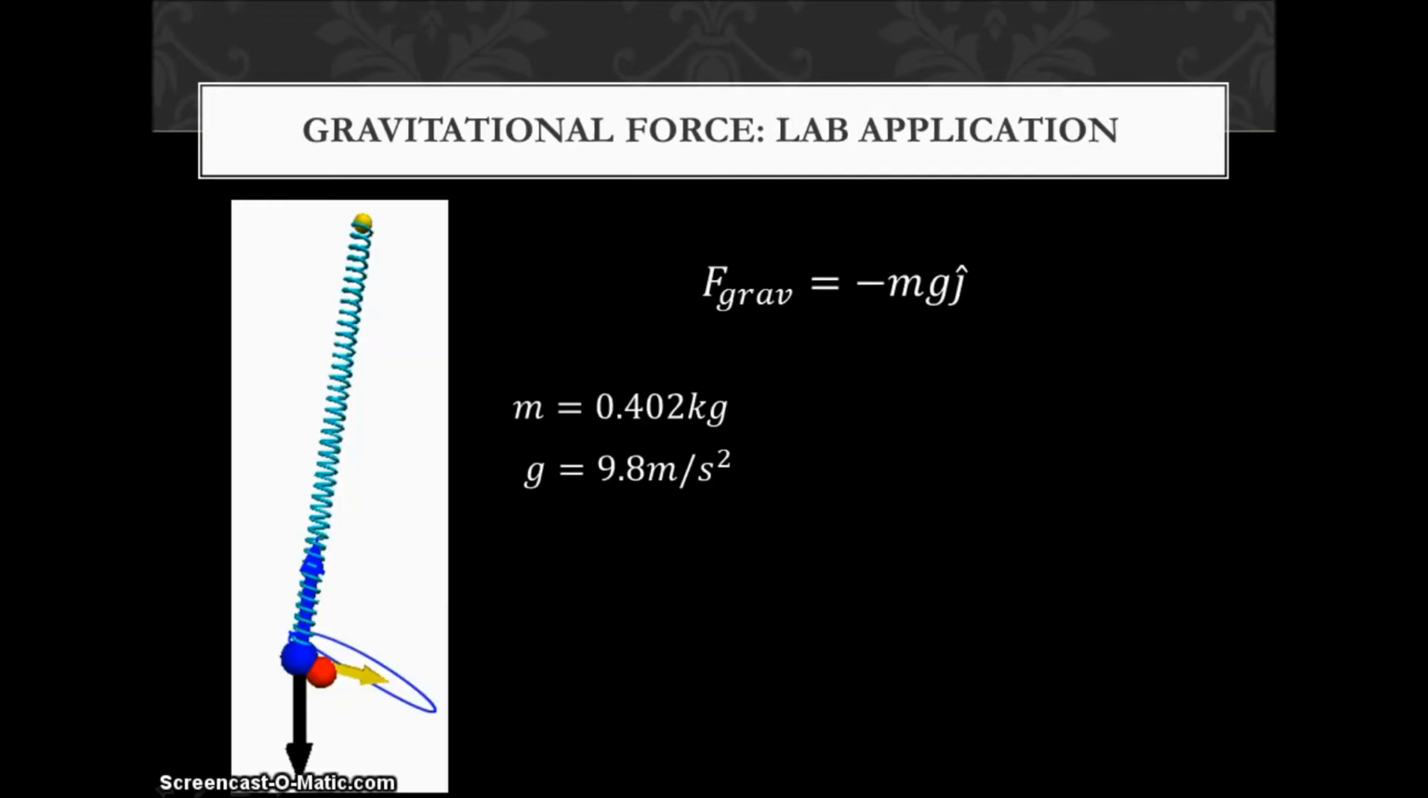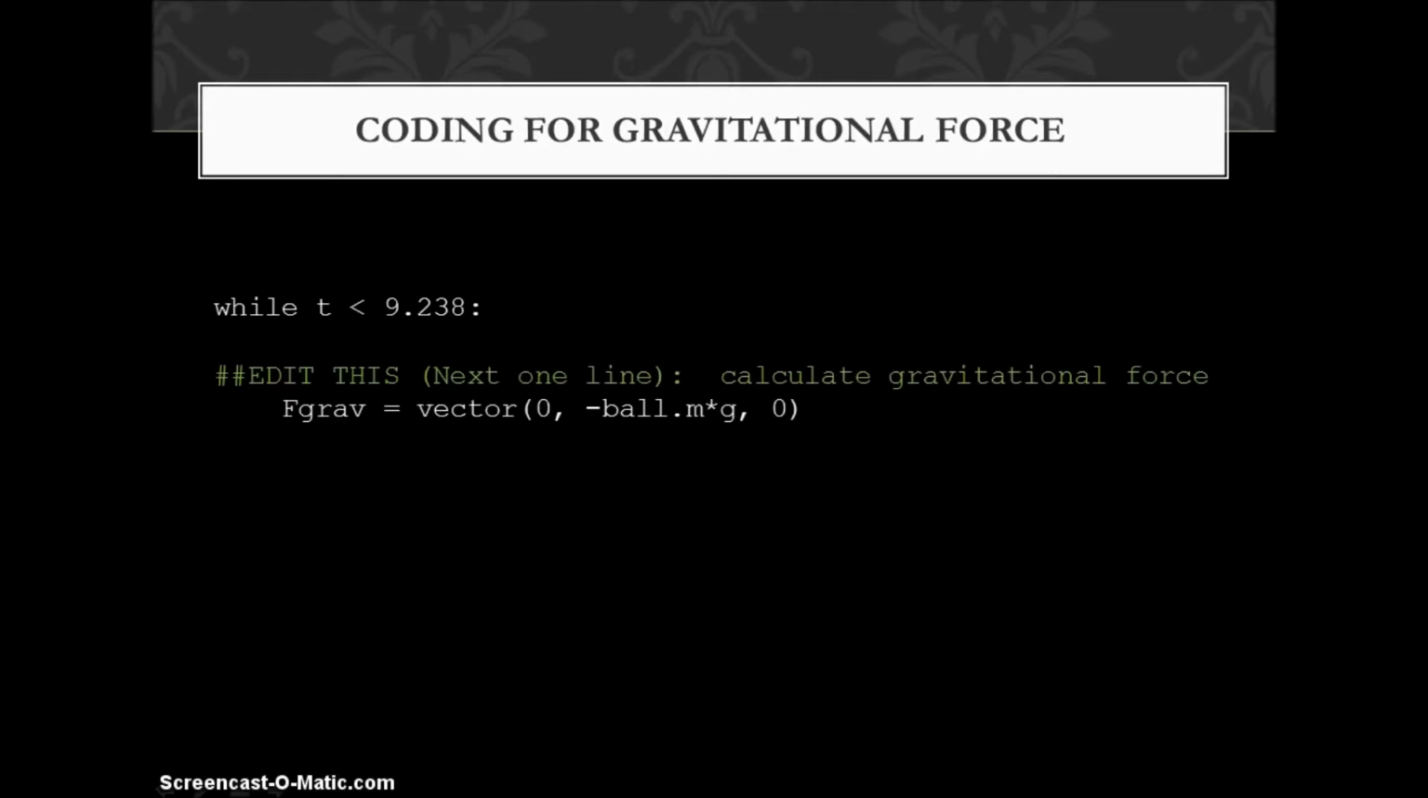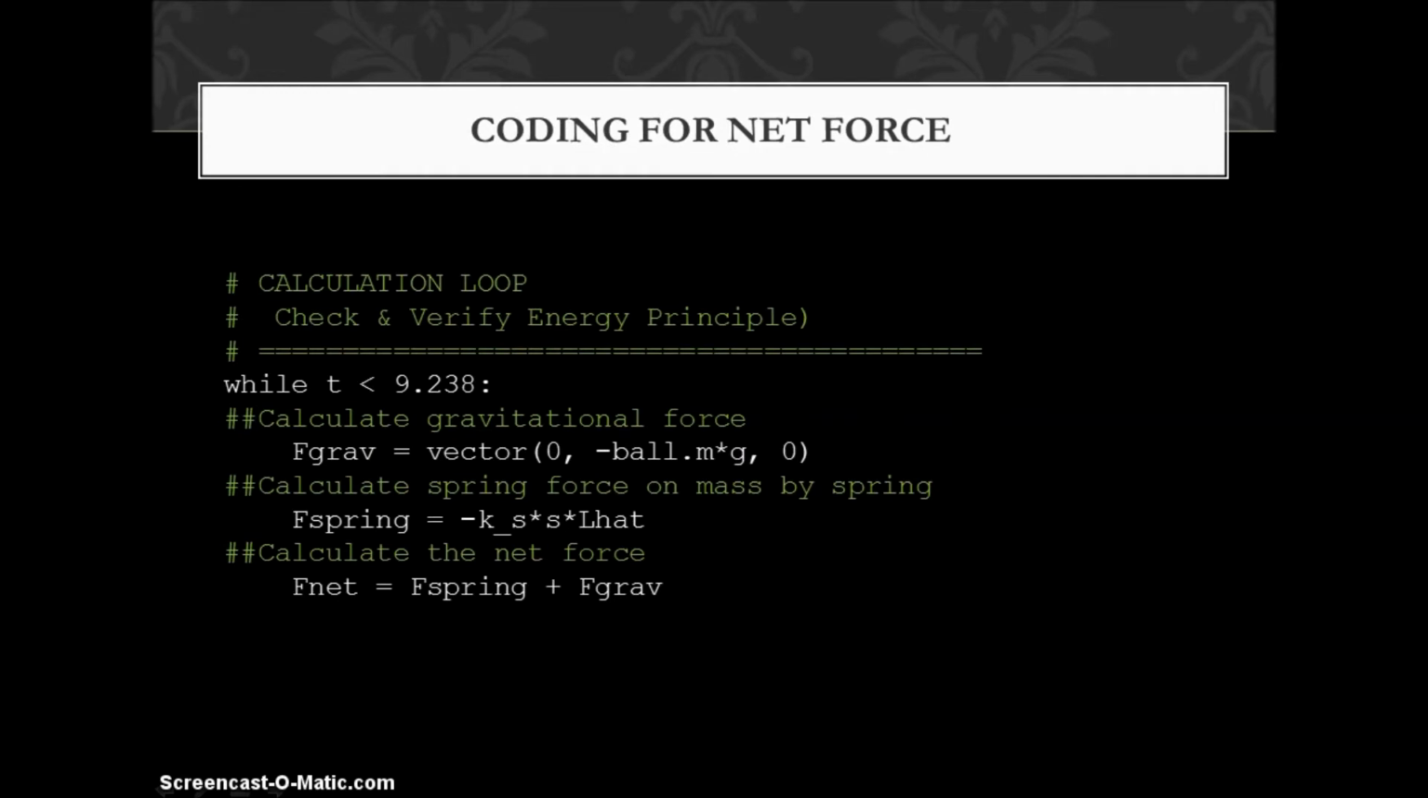The second force acting on our system is the gravitational force. This force is calculated by multiplying the mass of the system by Earth's gravitational constant g and the negative y direction. This is also accounted for in the while loop of the VPython code. Now that we have calculated all of the forces, we can update the code to set net force equal to the spring force plus the gravitational force.